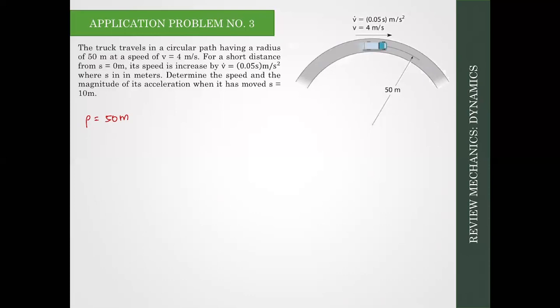Tatandaan niyo yung VdV is equals to AdS. No? So pwede natin gamitin to. No? Again, galing yan dun sa formula na ang V is equals to ds over dt and si A is equals to dV over dt. So pinag-equate lang to, dt is equals to ds over v, sorry. Then ito is dt is equals to dv over a. So magiging ds over v is equals to dv over a.